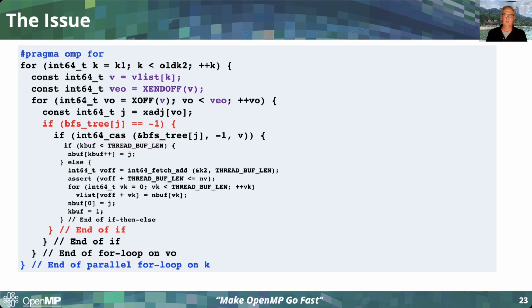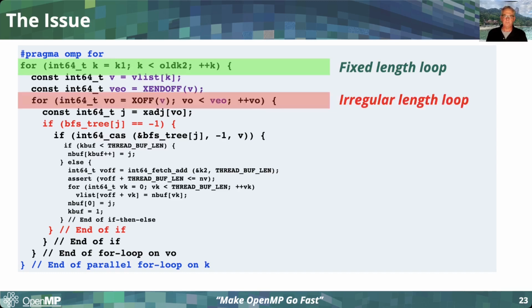What we see is a very large OMP4 spanning the whole block of code here. It has a fixed length outer loop running from K1 to something called old K2 minus 1. So that's a fixed length. But within that, we have a second loop. And that second loop has an irregular length. It depends on the index values that it gets from the outer loop. So potentially different values of K have a different length of the second loop.